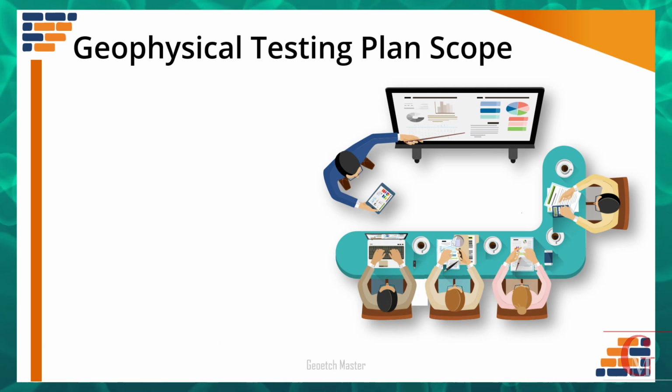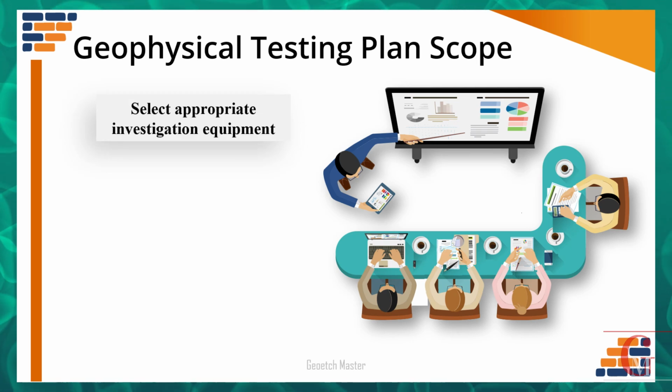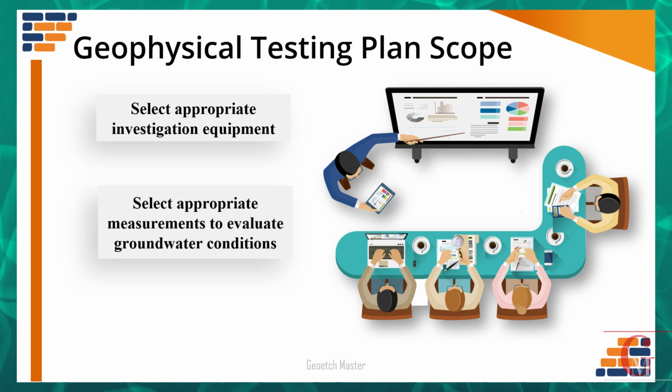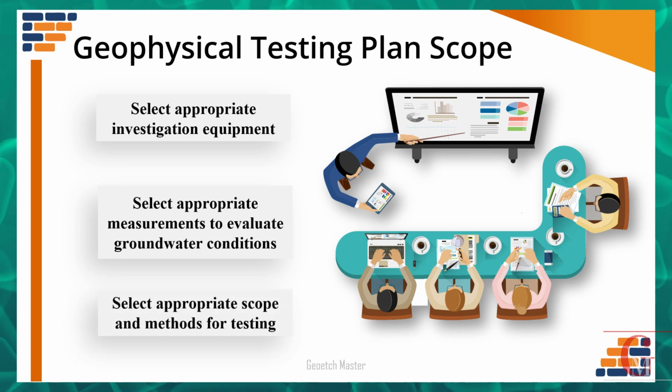So, how do we go about creating a geophysical testing plan? Well, when you are developing the scope of a plan for subsurface investigations related to planning, designing, and constructing facilities, you will want to consider the following points. Select the appropriate sampling equipment and borehole advancing methods for the anticipated subsurface conditions. Select the appropriate type of measurements to evaluate groundwater conditions. Select the appropriate scope for laboratory testing and the appropriate laboratory tests.